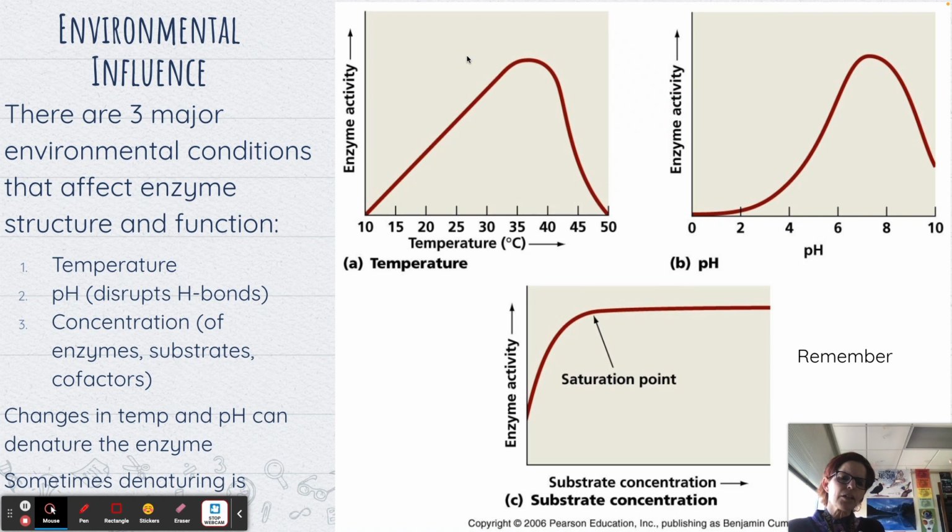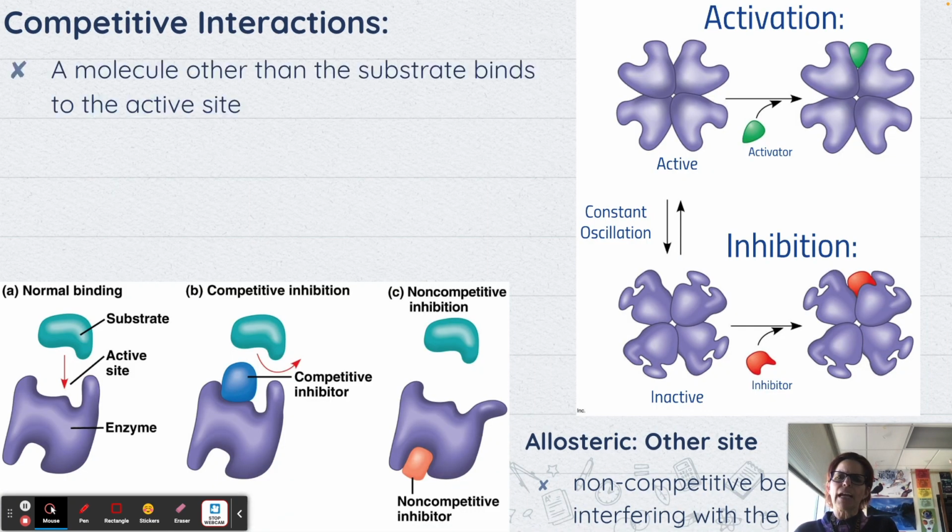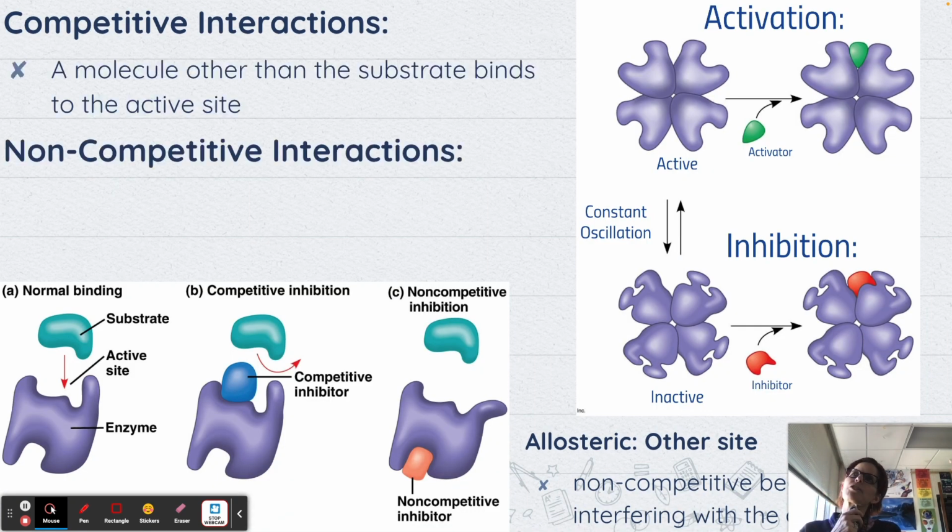The enzyme is going to go faster and faster the more substrates there are, until there are so many substrates that every enzyme is busy, and then we're going to see a leveling off. So we're not going to see it go faster and faster because all the enzymes are busy working on substrates. So that's why it levels off. Okay, and then moving on, competitive interactions and non-competitive interactions.